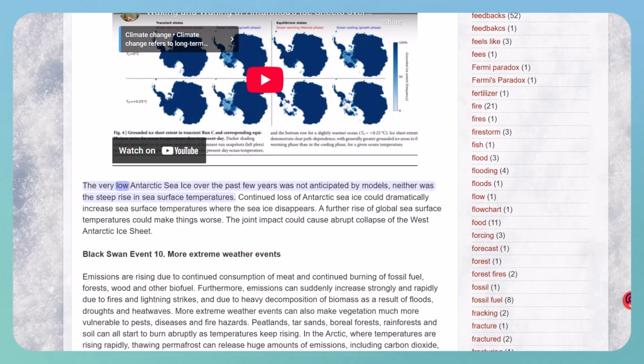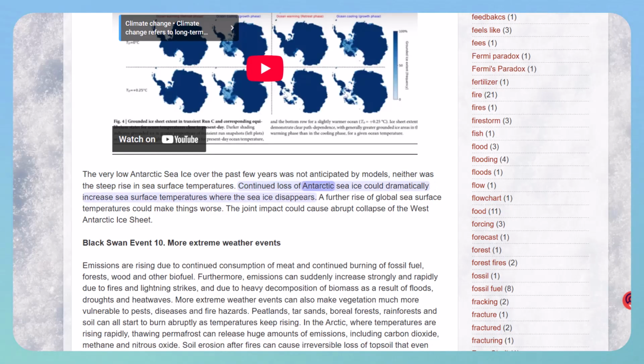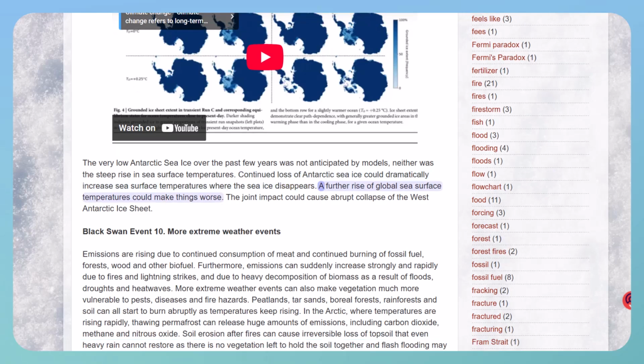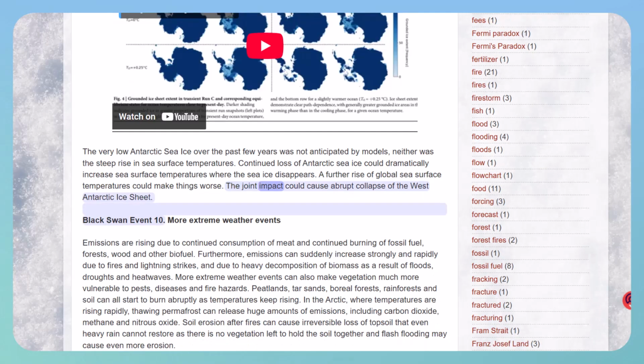The very low Antarctic sea ice over the past few years was not anticipated by models, neither was the steep rise in sea surface temperatures. Continued loss of Antarctic sea ice could dramatically increase sea surface temperatures where the sea ice disappears. A further rise of global sea surface temperatures could make things worse. The joint impact could cause abrupt collapse of the West Antarctic ice sheet.